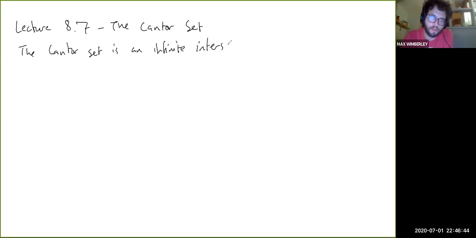So the Cantor set is constructed as an infinite intersection of closed sets. So we're going to prove a theorem about infinite intersections of closed sets, which shows that they're non-empty.